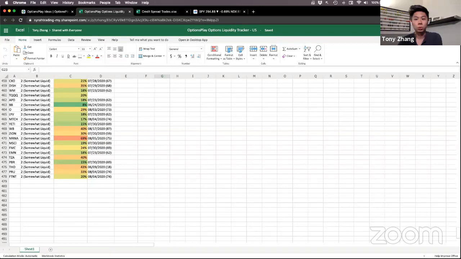So on resistance, we sell a bull put, and on support we sell a call? No, vice versa. You sell a bull put near support, and you sell a call credit spread near resistance.